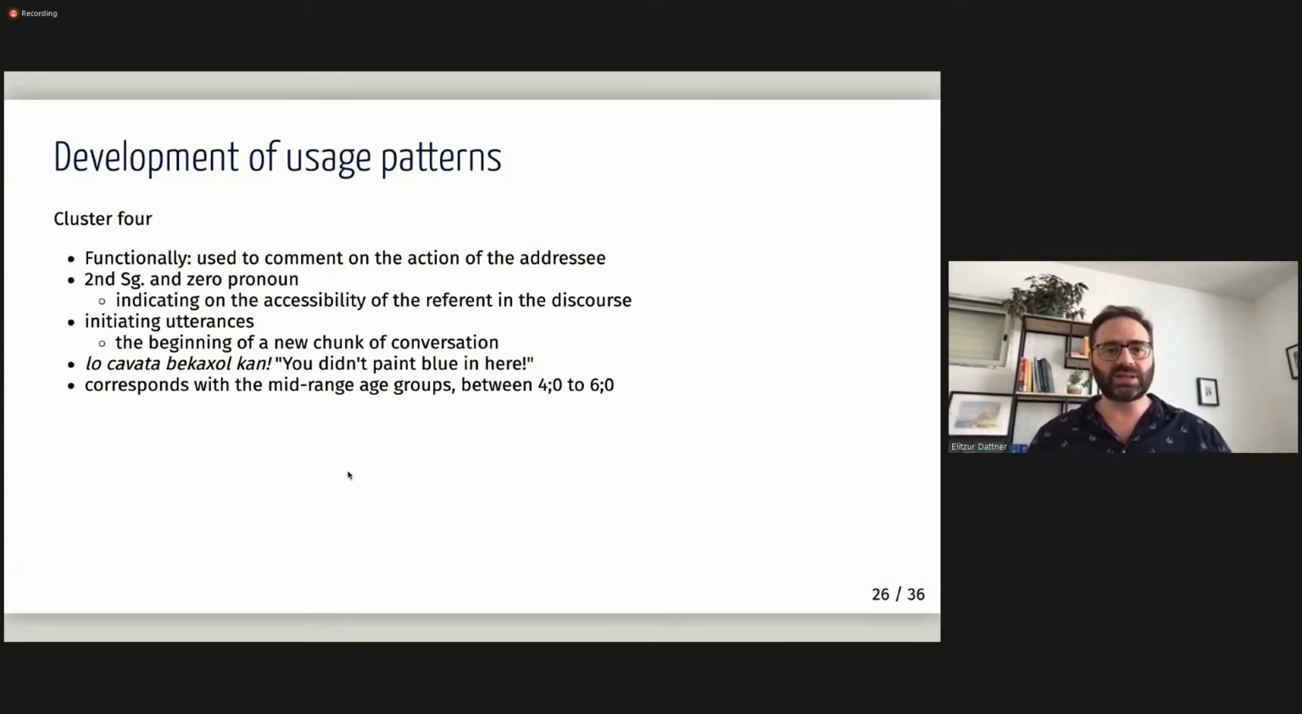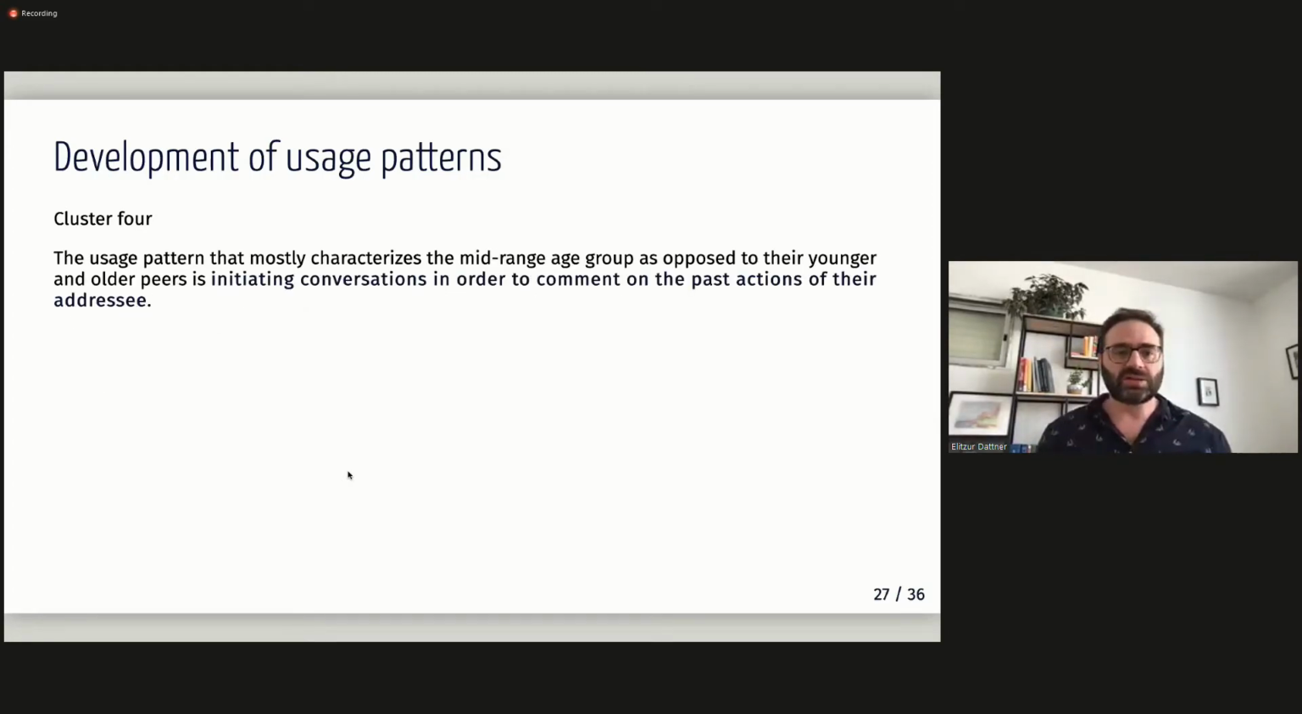Okay, so cluster 4, the next cluster, is functionally used to comment on the action of the addressee. It has second person singular zero pronouns, indicating the accessibility of the referent in the discourse, and initiating utterances, which form the beginning of a new chunk of conversation. For example, "lo tzavata bekachol kan", you didn't paint blue in here, and it corresponds with the mid-range age groups between 4 to 6. This usage pattern mostly characterizes the mid-range age group as opposed to their younger and older peers, and it is used to initiate conversations in order to comment on the past actions of their addressee.